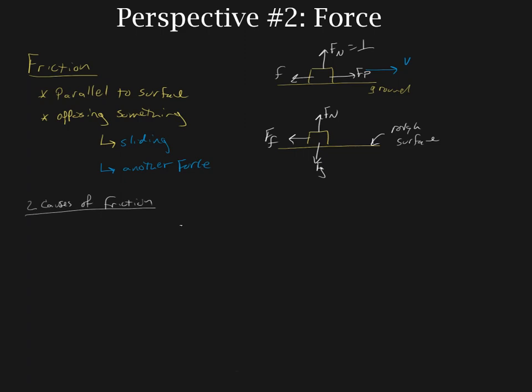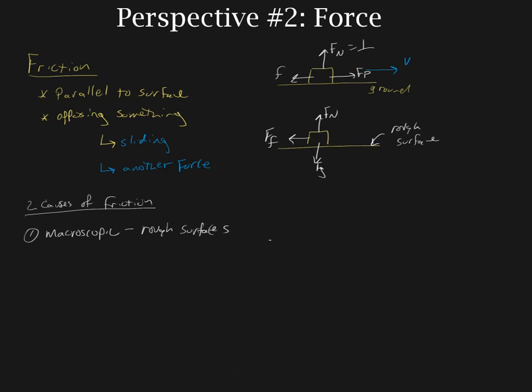Now, there are two causes of friction, and the first cause is more of a macroscopic perspective. It has microscopic elements to it, please don't misunderstand, but macroscopically we tend to recognize friction as being caused by rough surfaces.